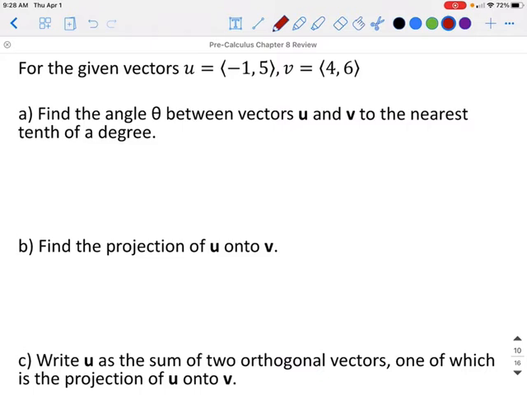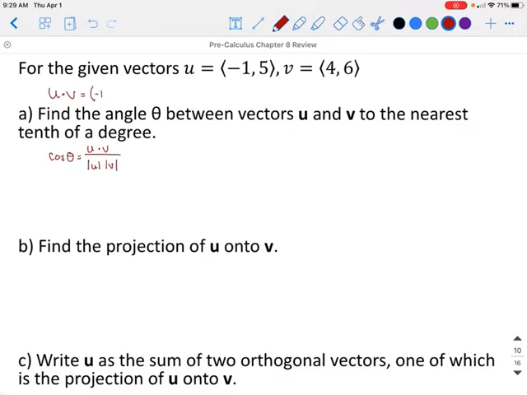Find the angle between the two vectors to the nearest tenth of a degree. To find the angle between two vectors, this is not just the angle of one vector, this is the angle between the two, so this one is different. You are going to do the cosine of theta is equal to u dot v over the magnitude of u times the magnitude of v.